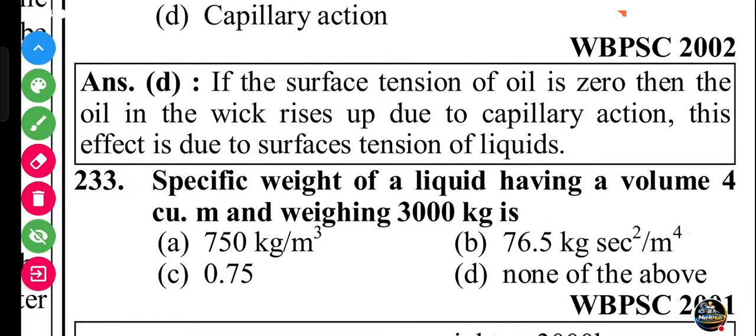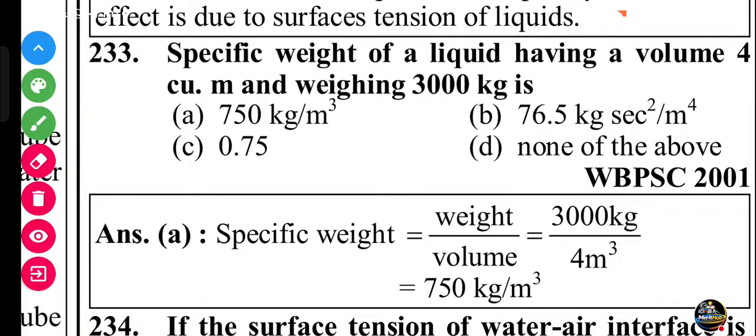Specific weight of a liquid having a volume 4 cubic meter, weighing 3000 kg. What is the specific weight? We know the specific weight is equal to weight per unit volume. So the weight is 3000 by volume. Volume is 4. If you divide this, you get the answer. Let's check what is the answer. A is the answer, 750 kg per meter cube. Easily, if you divide the weight per unit volume, you can get the answer.